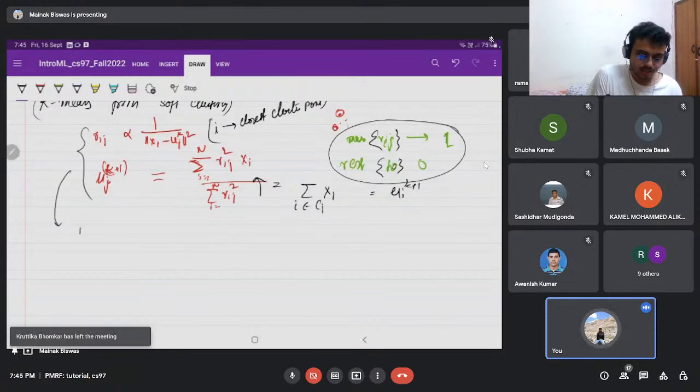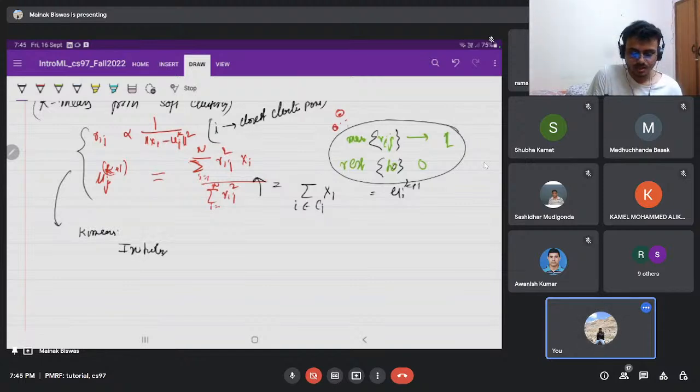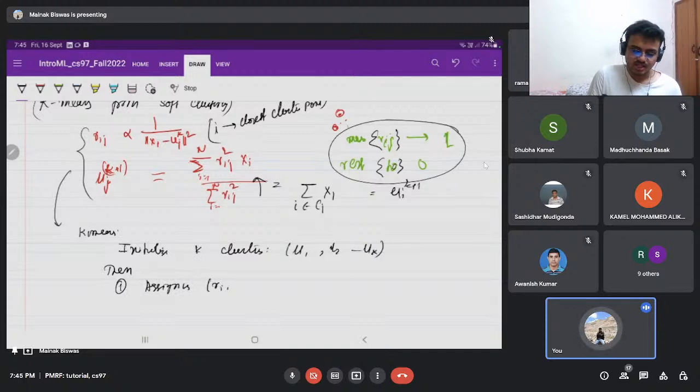So k-means would be something like this. The algorithm will say: initialize k clusters, mu1 dot dot dot muk. Then step 1, the assigning step, the Rij step.